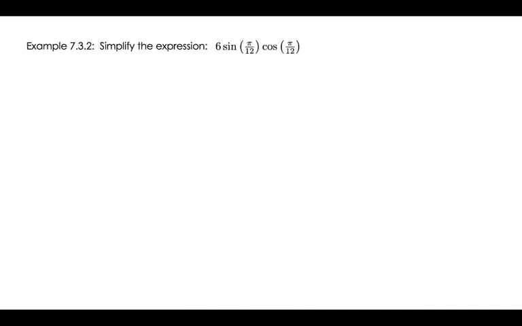Next example, simplifying expressions that kind of resemble our double angle formula. So if you look at your identity sheet, you notice that this kind of resembles the double angle formula for sine. So if I remind us what that looks like, our sine 2 theta formula is 2 sine theta cosine theta. Right? And we have, this is like sine theta cosine theta. Our theta just happens to be equal to pi/12.